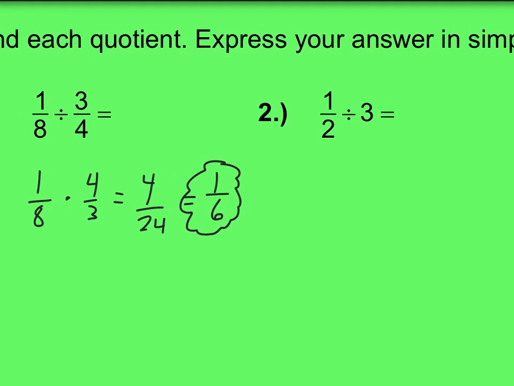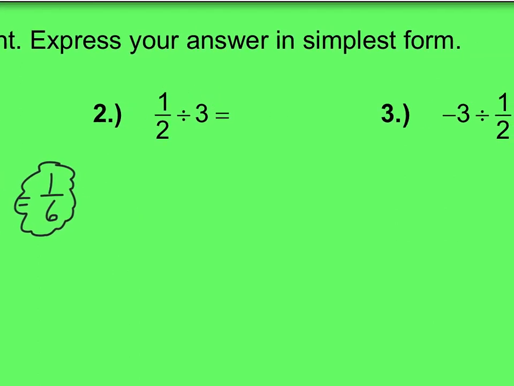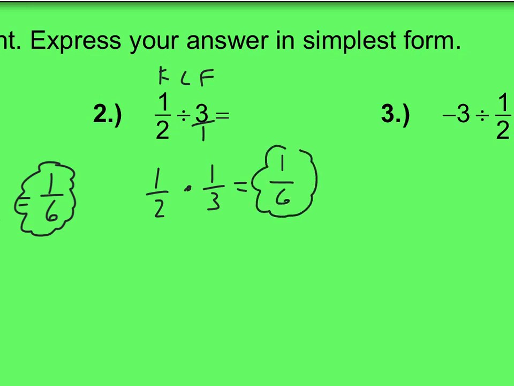Okay. Number 2. We have 1/2 divided by 3. Remember, you can put a 1 on the bottom. So it's 1/2, keep. Change divide to multiply, and change 3 over 1 to 1 over 3. Multiply straight across. 1 times 1 is 1. 2 times 3 is 6, so this becomes 1/6. So 1/2 divided by 3 is 1/6.